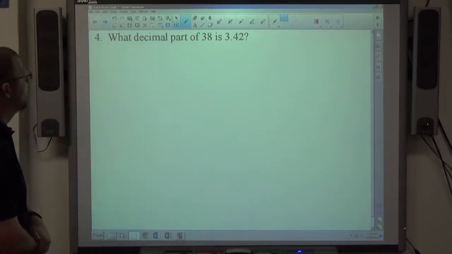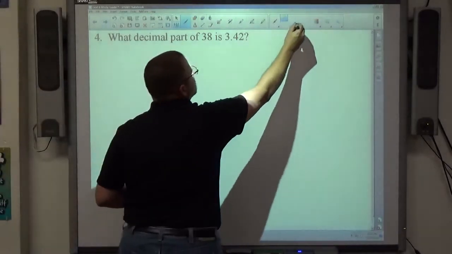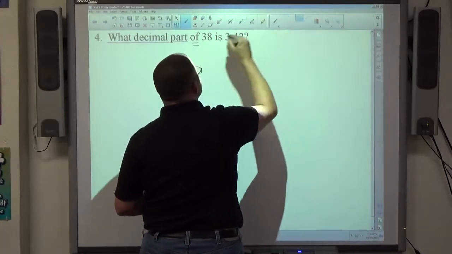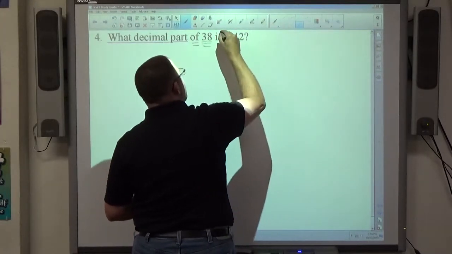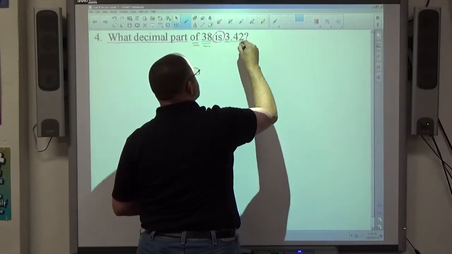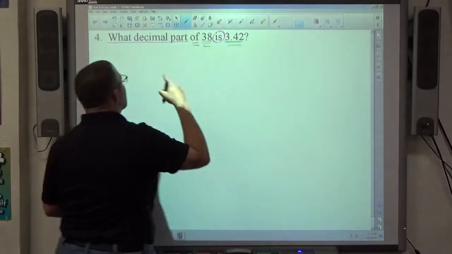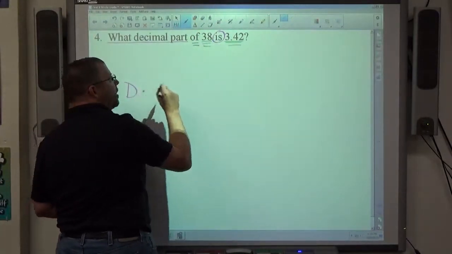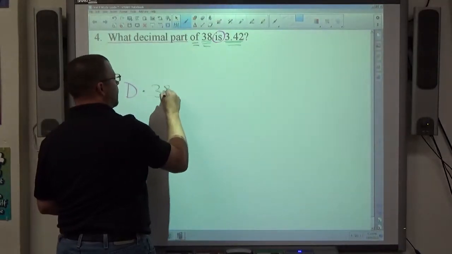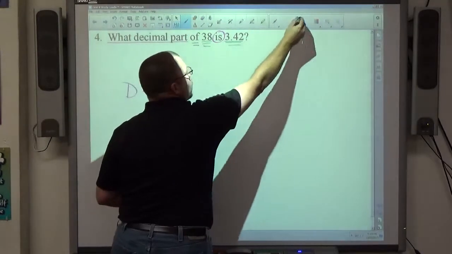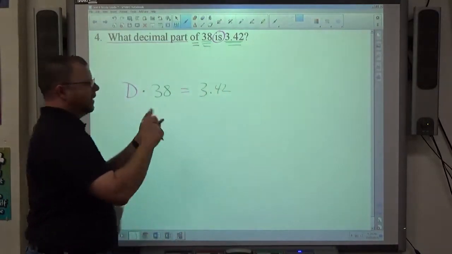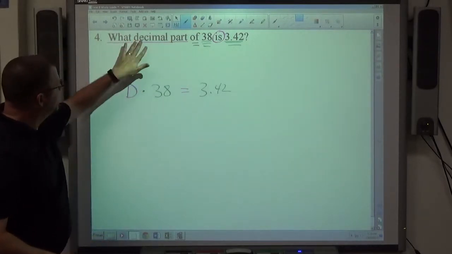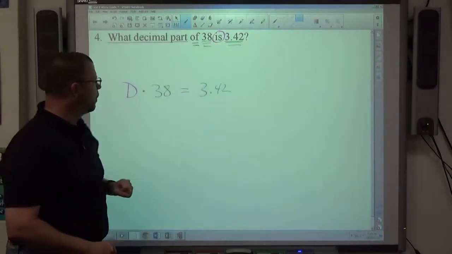Number 4. What decimal part of 38 is 3.42? What decimal part, D, of 38, D times 38, equals 3.42? A decimal or a percent or a fraction of means to multiply. So D times 38 equals 3.42.